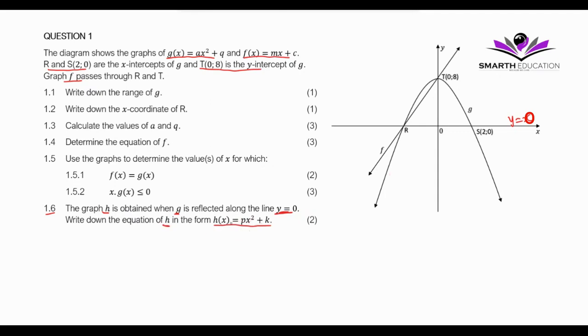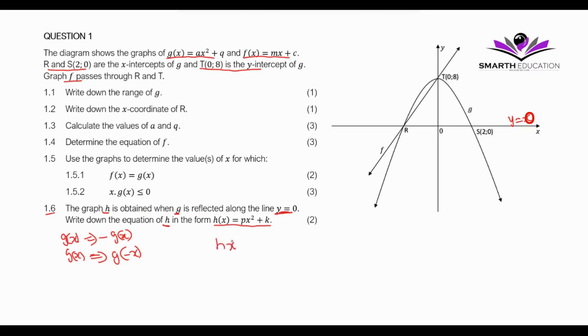Right, like I've said, remember that for reflection about the x-axis, if you are reflecting g of x, it means g of x becomes negative g of x. And if you are reflecting about the y-axis, g of x becomes g of negative x. So now we're told that h is obtained when g is reflected along the line y is equal to 0. It means along the x-axis.